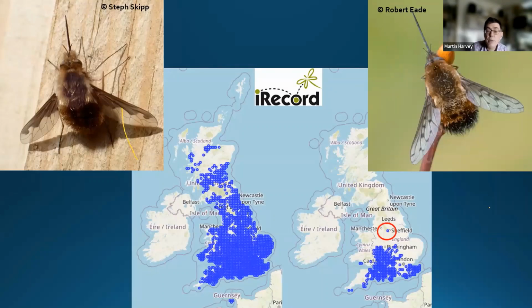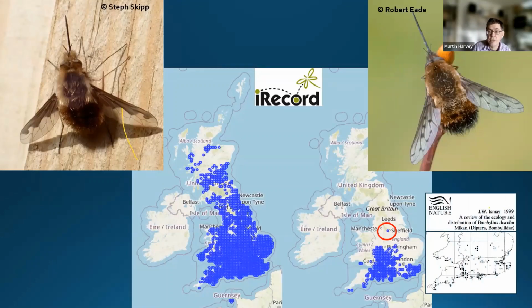Very amazingly, we did get a record popping up a couple of years ago at Hathersage near Sheffield. That wasn't repeated in 2021, but it does give an indication that there is perhaps still some expansion to come in the dotted bee fly range, which is very, very good news, because if we go back to the 1990s, people were really worried about the dotted bee fly.